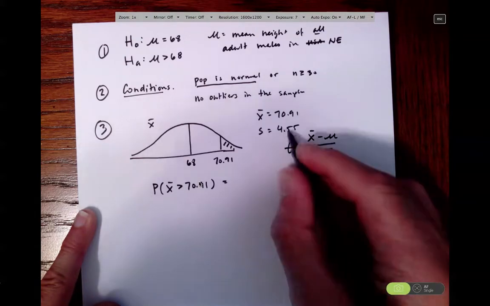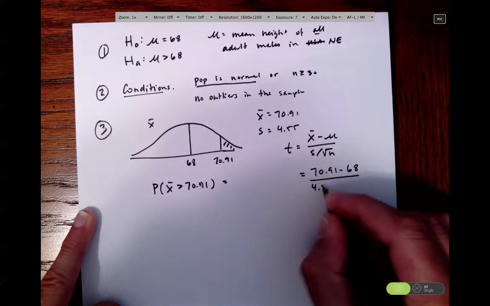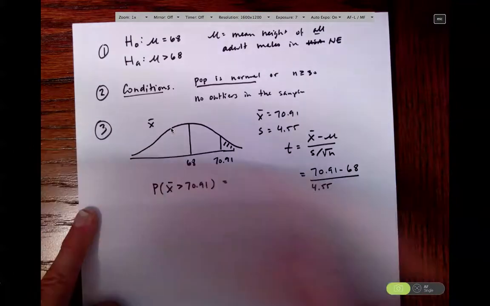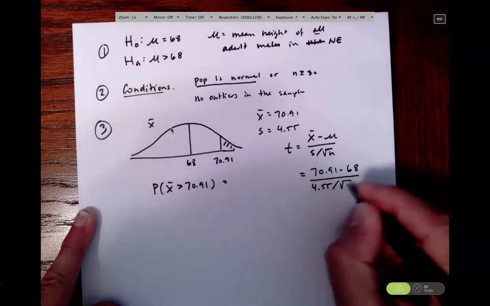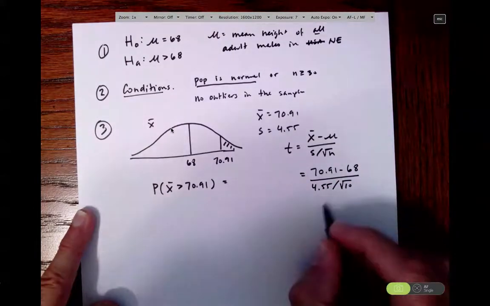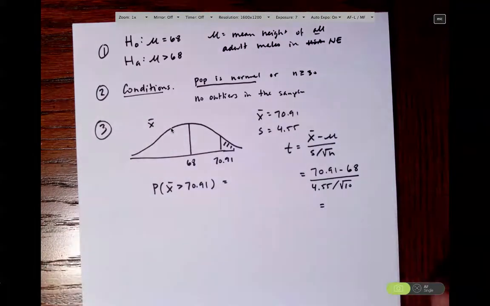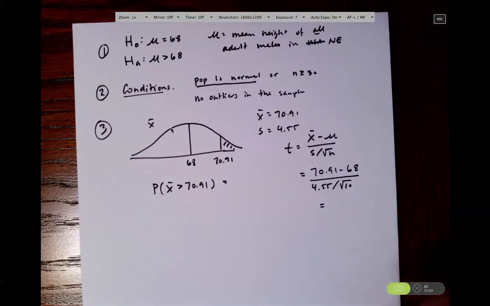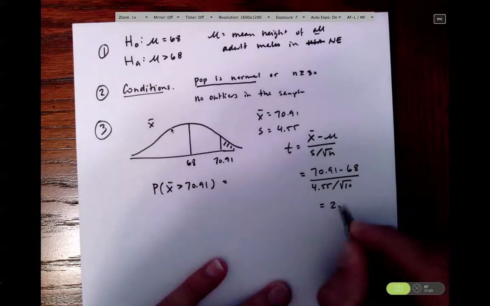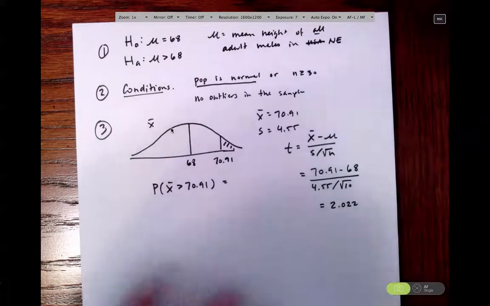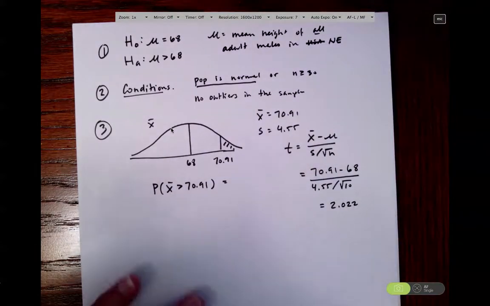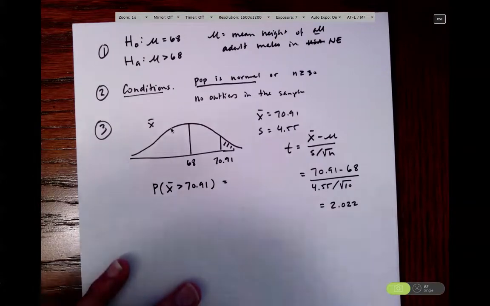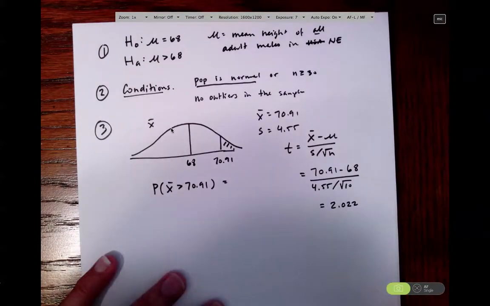Standard deviation of the sample was 4.55, and my sample size was 10. So when I calculate this t statistic, I'm going to find that this is 2.022. Now you can interpret this as being about 2 standard deviations above the mean.